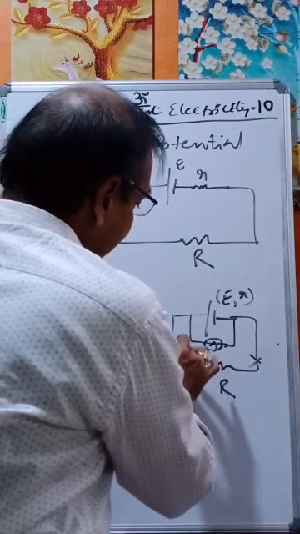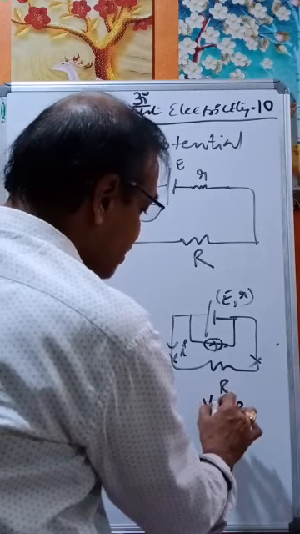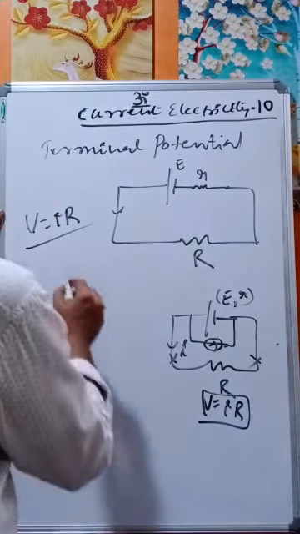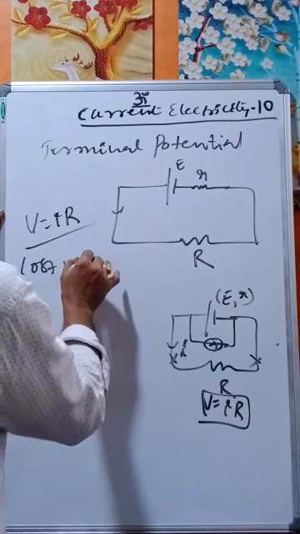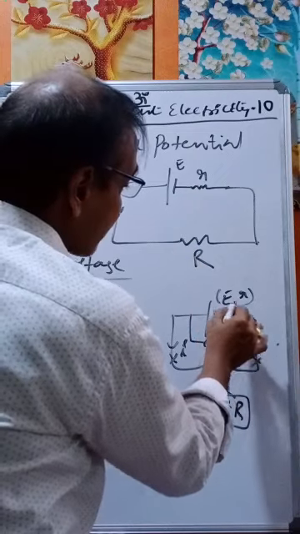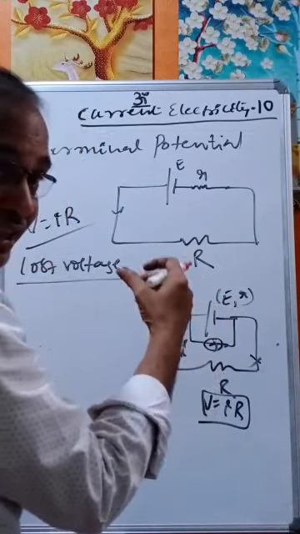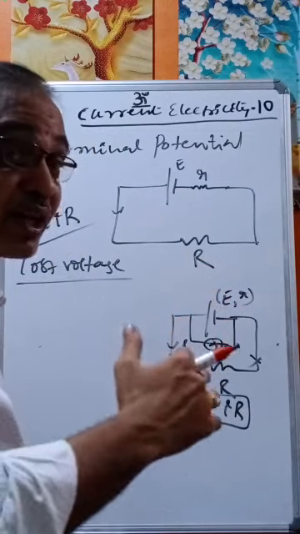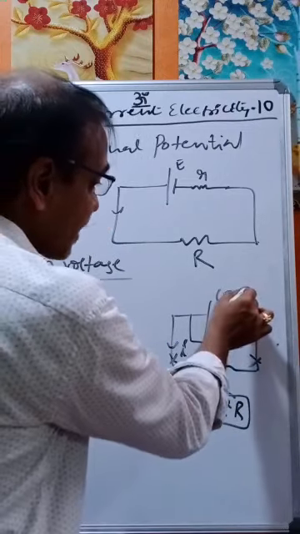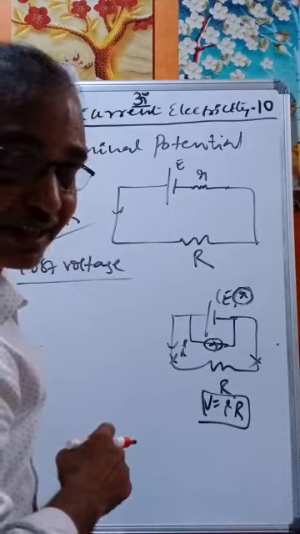If the current I is flowing like this, then what is the potential across the resistance? V is equal to IR. So this is what is called the terminal potential or terminal voltage. Now what is lost voltage? As the cell also has some internal resistance r, it also draws some potential. There will be some potential across this resistance also.